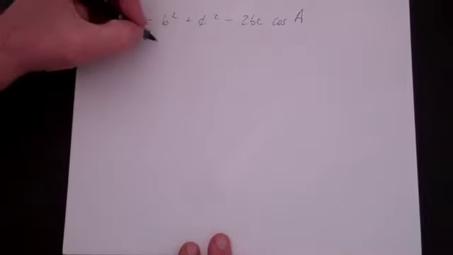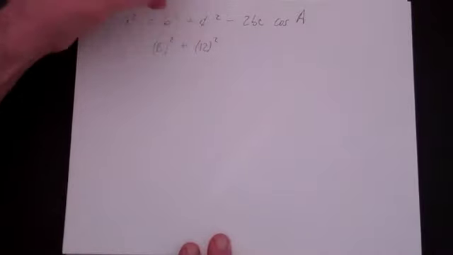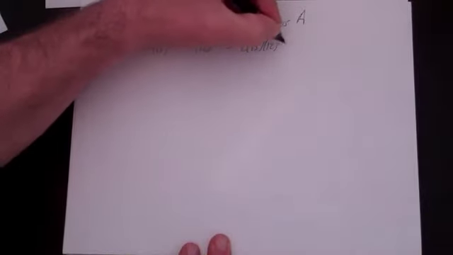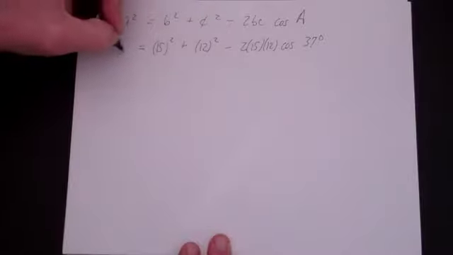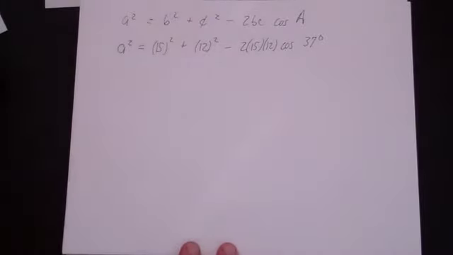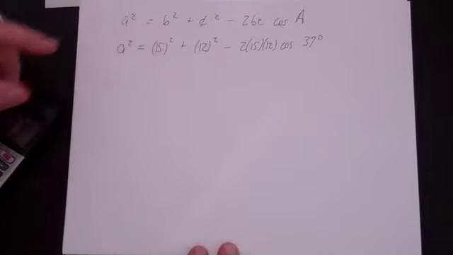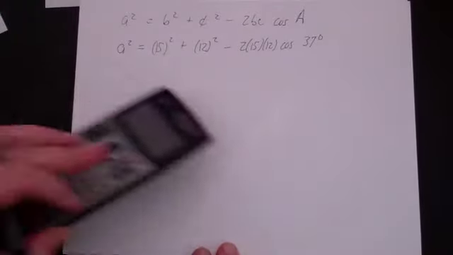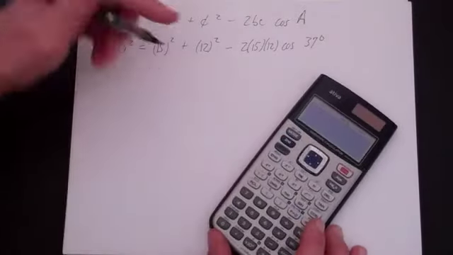In this case, we know that B is 15. We know that C is 12. Then we go 2 times 15 times 12 cosine 37 degrees. And at this point, we have only in the whole equation one unknown, A, and we simply solve for that. And be very careful of the order of operations, PEMDAS, that's where most people make their mistake.